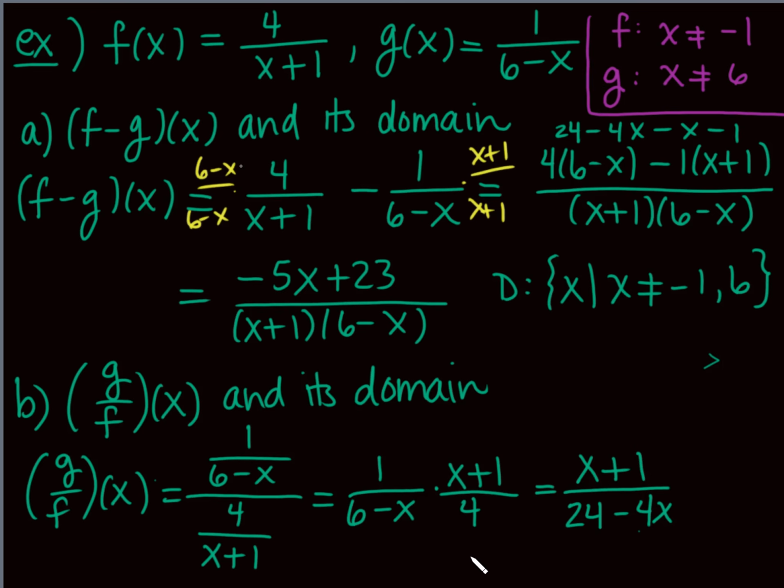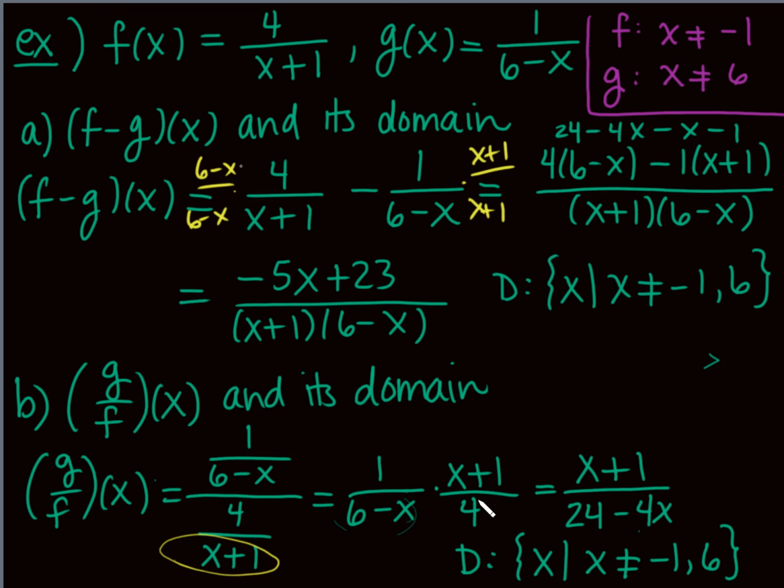Now, that domain, you guys, is still going to be all x such that x is not negative 1 or 6. It's pretty clear to see that x can't be 6, but some of you might be like, but Sarah, that x plus 1 moves up top. You guys, negative 1 was never invited to the party because x plus 1 started in the denominator, and f of x isn't even going to send an invitation to negative 1, okay?